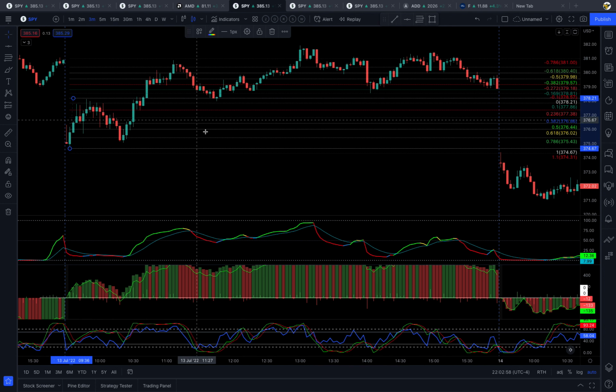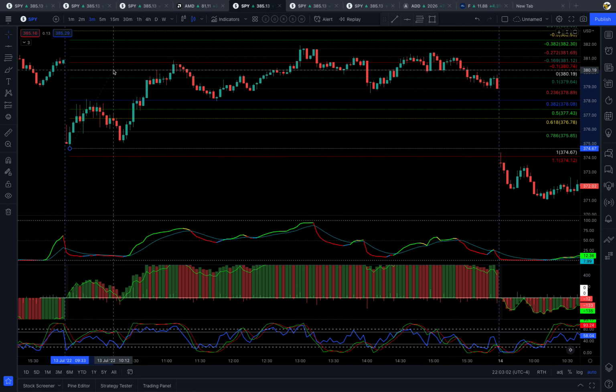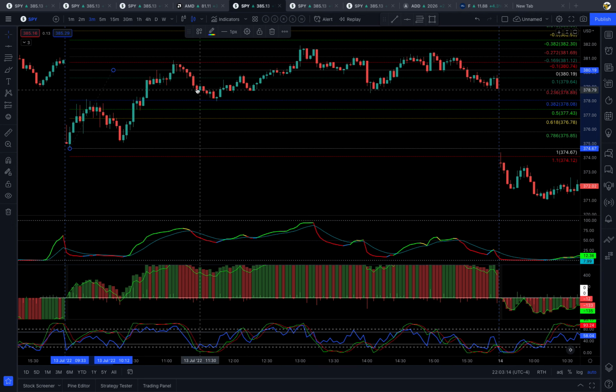I'd be missing out on a bunch of pullback until I found that, hey, it broke up here, but then right there is that 10%. And what did it do? It bounced back down to at least a 236 level. This time it actually pushed down to the 382, but if I would have got in on that one, I would have got out on this green candle.